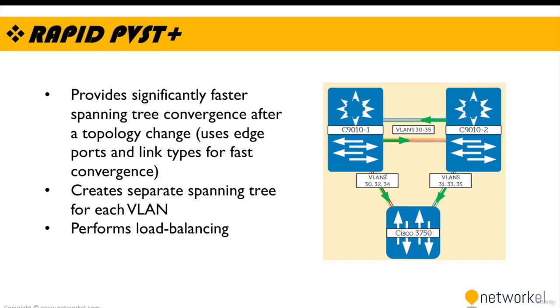Like PVST+, it maintains a separate spanning tree for each VLAN, allowing for load balancing and optimal traffic flow. When it comes to the port roles, Rapid PVST+ introduces additional port roles like alternate and backup ports to enhance redundancy and failover capabilities. What are the benefits of using Rapid PVST+? It allows quick recovery from link failures or topology changes, minimizes network disruption, and provides faster convergence, which leads to better performance and more efficient use of network resources.